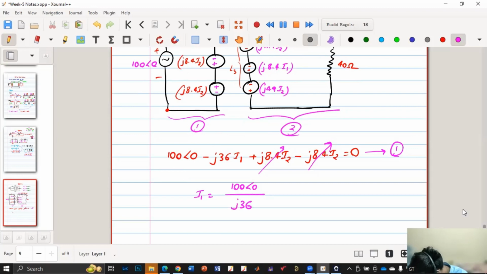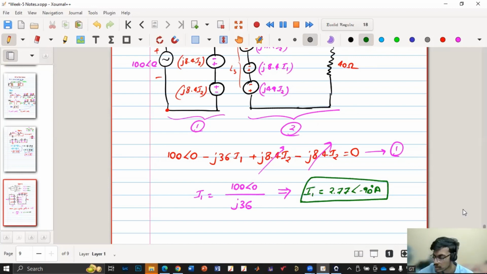Can someone calculate and tell me what is the value of I1? 100 by 36 is the magnitude and minus 90 degrees. 2.77, yes, 2.77 angle minus 90 degrees ampere. So my I1 RMS is 2.77.